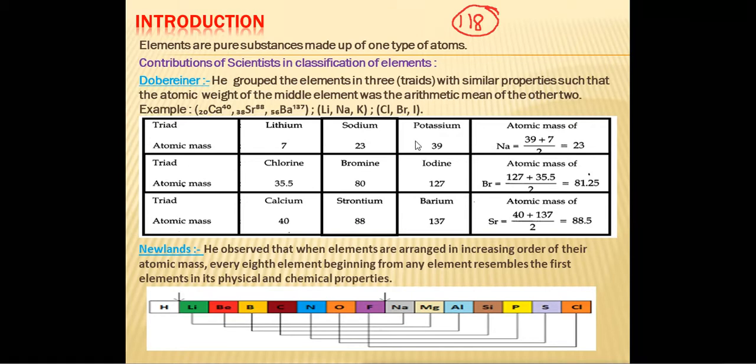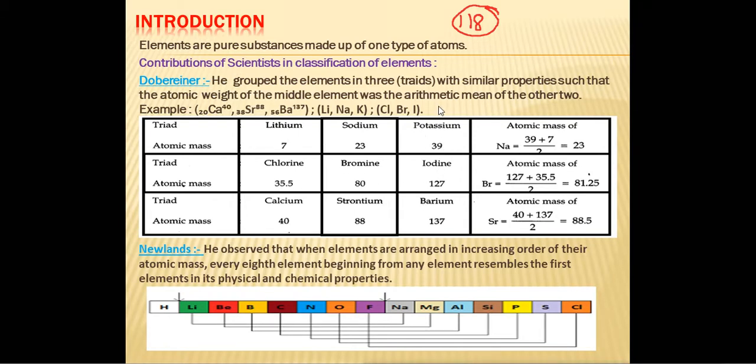For example, you can look at this table. Which elements were forming the triads in this? Lithium, sodium and potassium are forming one triad, means their properties are the same. Chlorine, bromine and iodine are forming one triad and their properties are the same. Likewise, calcium, strontium and barium are forming one triad and their properties are the same. So he observed only 9 elements in his classification: lithium, sodium, potassium, chlorine, bromine, iodine, calcium, strontium, barium.